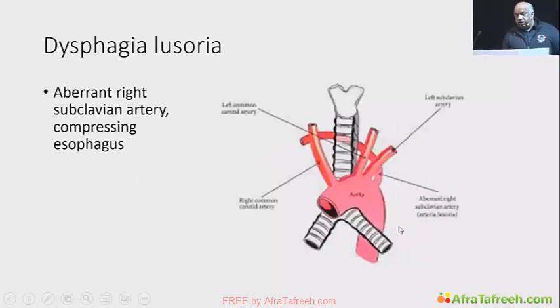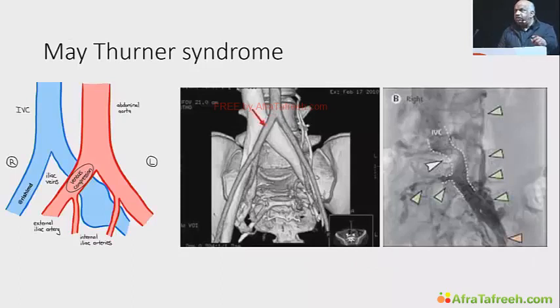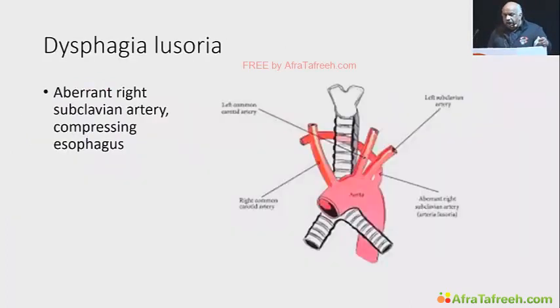Third vascular compression syndrome, dysphagia lusoria. Which vessel is aberrant here? Right subclavian artery compressing the esophagus. And fourth compression, this is not a GIT compression, this is a vascular compression called May-Thurner syndrome, where the left common iliac vein is compressed by the right common iliac artery here. So compression of left common iliac vein by right common iliac artery, this is called May-Thurner syndrome. So four vascular compression syndromes: Wilkie syndrome, which is superior mesenteric artery syndrome, Dunbar syndrome or median arcuate ligament syndrome, May-Thurner syndrome and dysphagia lusoria.